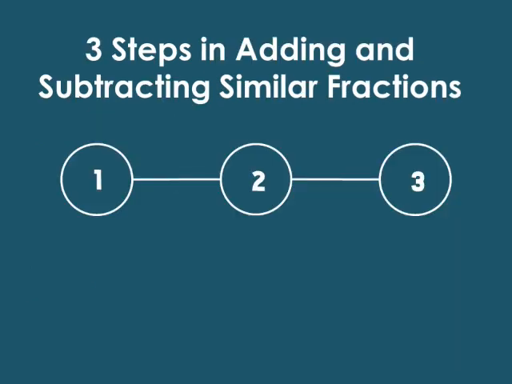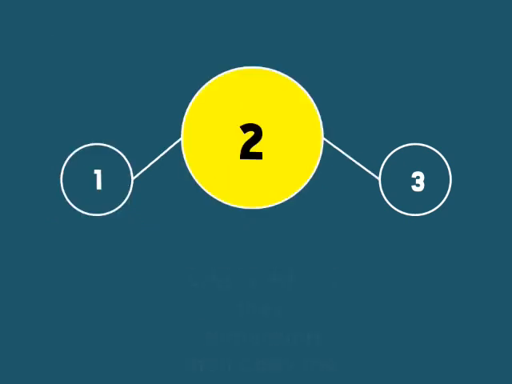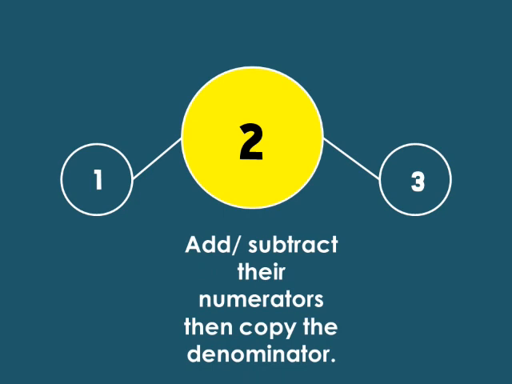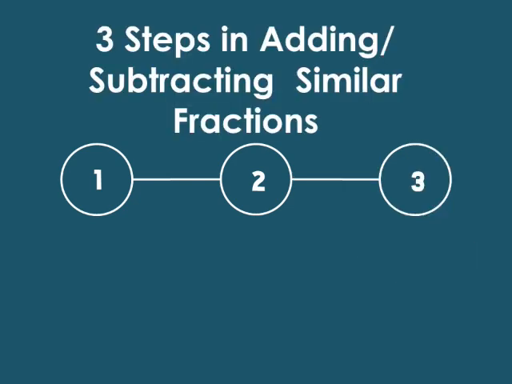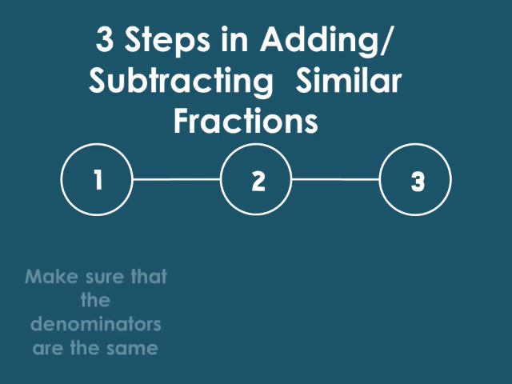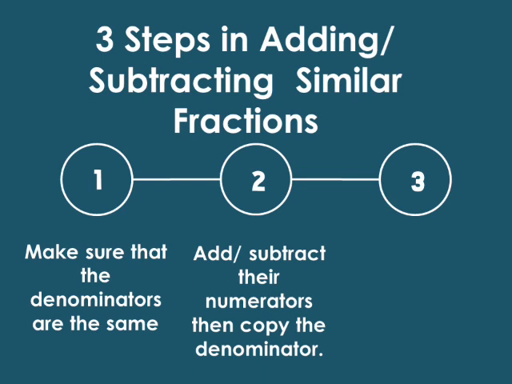Now, here are the steps in adding and subtracting similar fractions. 1. Make sure that the denominators are the same. Number 2. Add or subtract their numerators, then copy the denominator. And number 3. Simplify the fraction. So, again, these are the 3 steps in adding and subtracting similar fractions. Number 1, make sure that the denominators are the same. Number 2, add or subtract their numerators, then copy the denominator. And number 3, simplify the fraction if possible.